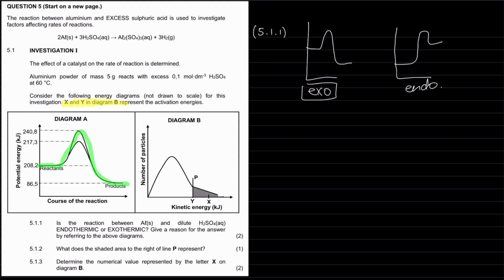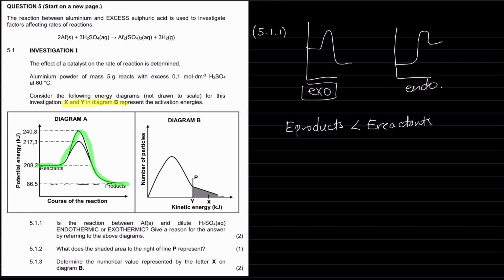Give a reason for the answer. And what reason can we give here? We can say that the energy of the products is lower than the energy of the reactants. Right? We can read that from the graph. We can see here that the products is 86.5, reactants is 208.2.